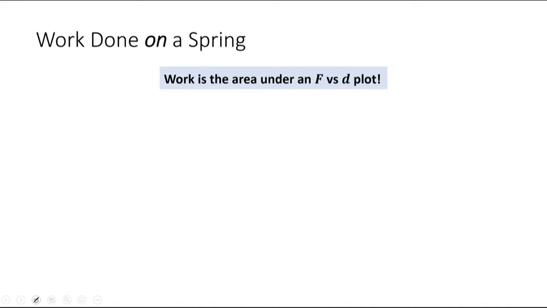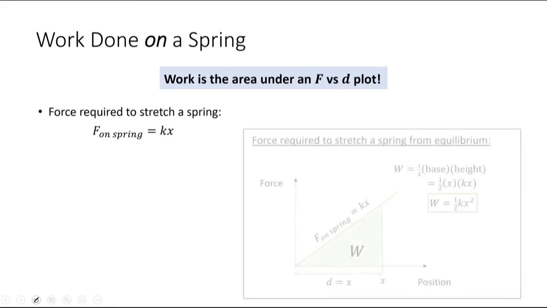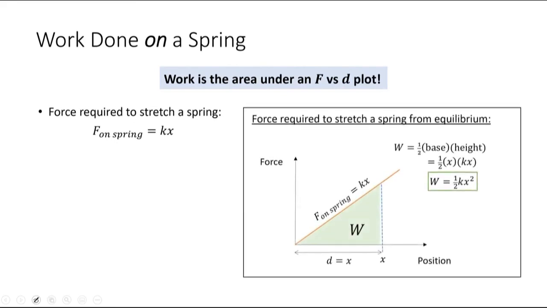The work is still just the area under the F versus D plot. And so here we remember that the force on a spring is equal to kx, right? So this is the force that you would have to exert on the spring to either stretch it or compress it. Okay, and so now to think about the work done, we would think about a force versus position curve. So for example, if you stretch a spring from equilibrium, you would be exerting a force in the positive x direction, you'd be stretching it, and you'd be displacing the spring also in the positive x direction.